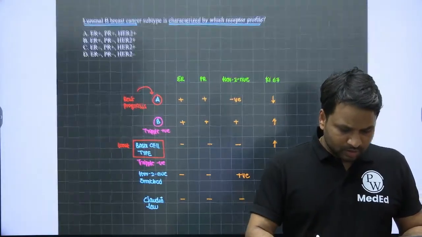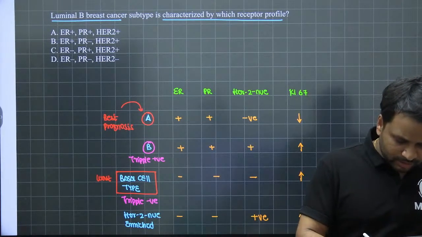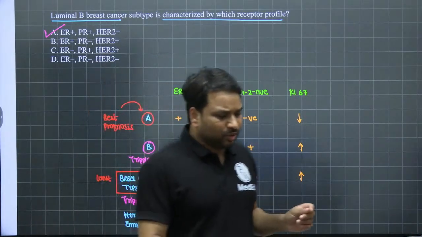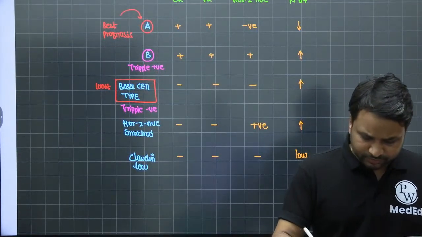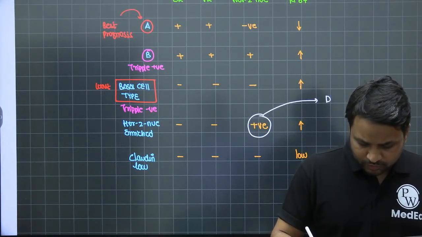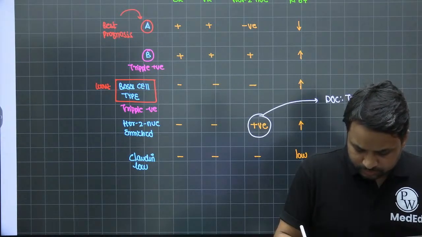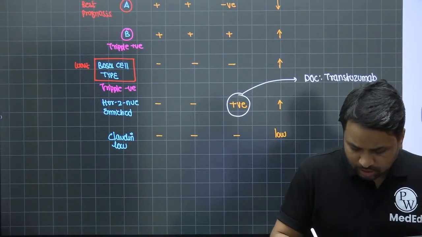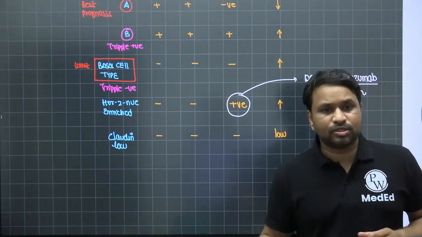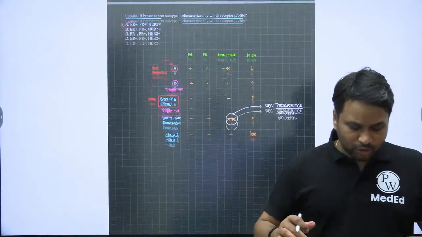Now, they're saying luminal B, all three are going to be positive, and that is going to be the answer here. It is a triple positive breast cancer. Now, the only thing they will ask you is, if the HER2 neogene is positive, what drug are we going to use? The drug of choice is going to be trastuzumab, also called Herceptin. So that is your luminal B criteria.